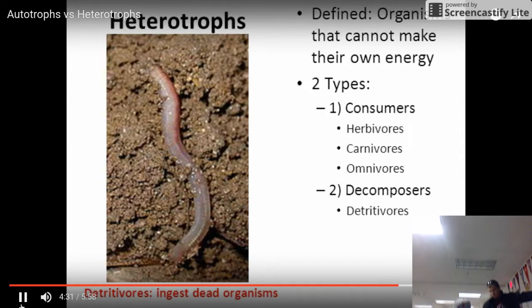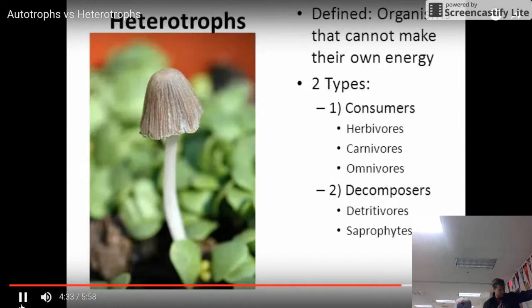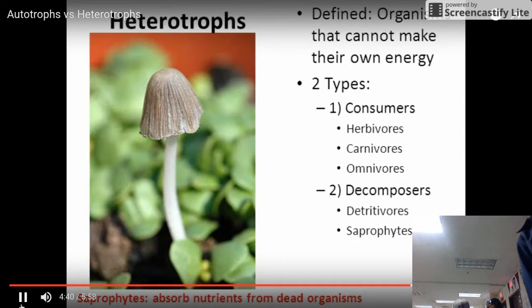However, the other category of decomposers are called saprophytes. They don't ingest, they don't have mouths, they don't have a stomach, but they absorb. They release enzymes onto whatever it is they're growing, and then they absorb those nutrients directly into their cells. And these are called saprophytes. Mushrooms and fungus are a great example of saprophytes.